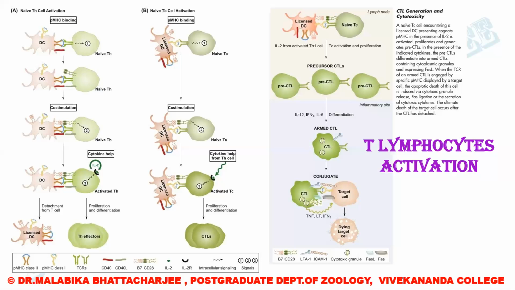Now, once signal 1 is received, what happens? Let's concentrate on two receptor ligand pairs that are shown here. The first receptor ligand pair is between B7 and CD28. B7 is present on the surface of dendritic cells and CD28 is present on the surface of the T cell. The second receptor ligand interaction is between CD40 and CD40L. So we have a receptor expression of CD40 by the dendritic cells and the CD40 ligand by the T lymphocytes.